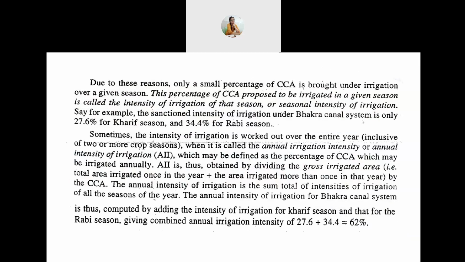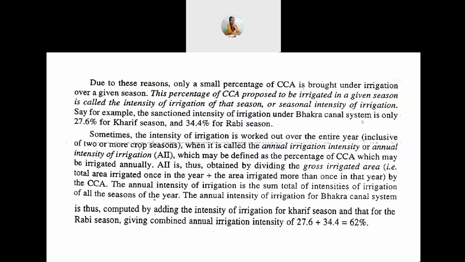This percentage of CCA proposed to be irrigated in a given season is called the intensity of irrigation of that season, or seasonal intensity of irrigation. For example, the sanctioned intensity of irrigation under the Bhakra canal system is only 27.6% for Kharif season and 34.4% for Rabi season.